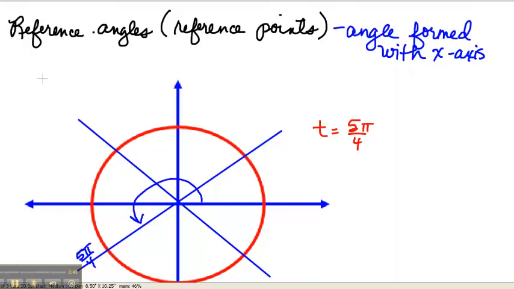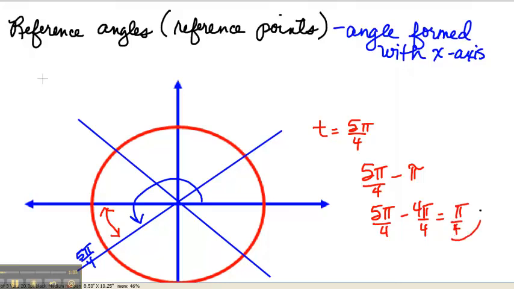So what we're looking at for the reference angle is this angle, and that is pi over 4 units beyond the value of pi. In fact, the way we can do it is think about 5 pi over 4 minus pi, which is 5 pi over 4 minus 4 pi over 4, which is pi over 4.